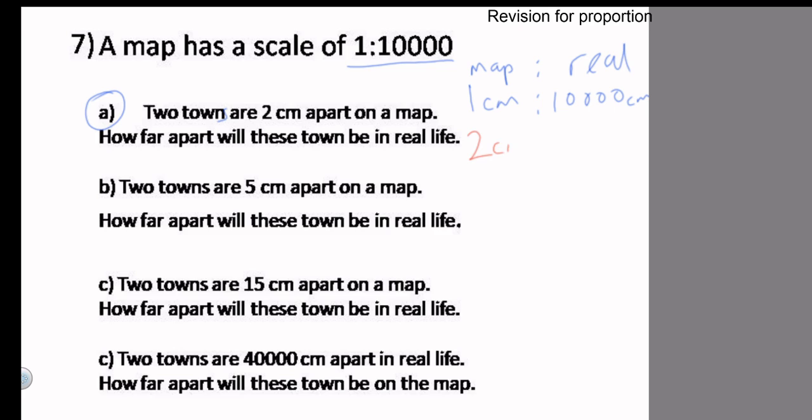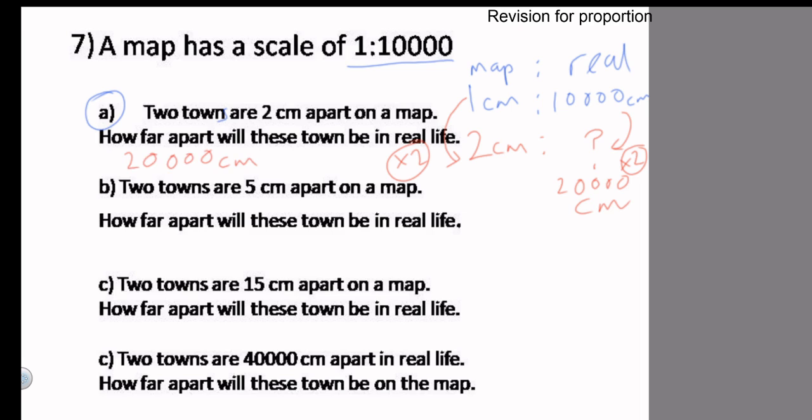So 2 centimeters over here. Now I need to think what goes over here. Now 1 times something to give me 2 is times by 2. What you've done this side, do on the other side. So 10,000 times 2 happens to be 20,000. 20,000 centimeters. So the answer to A is 20,000 centimeters in real life.